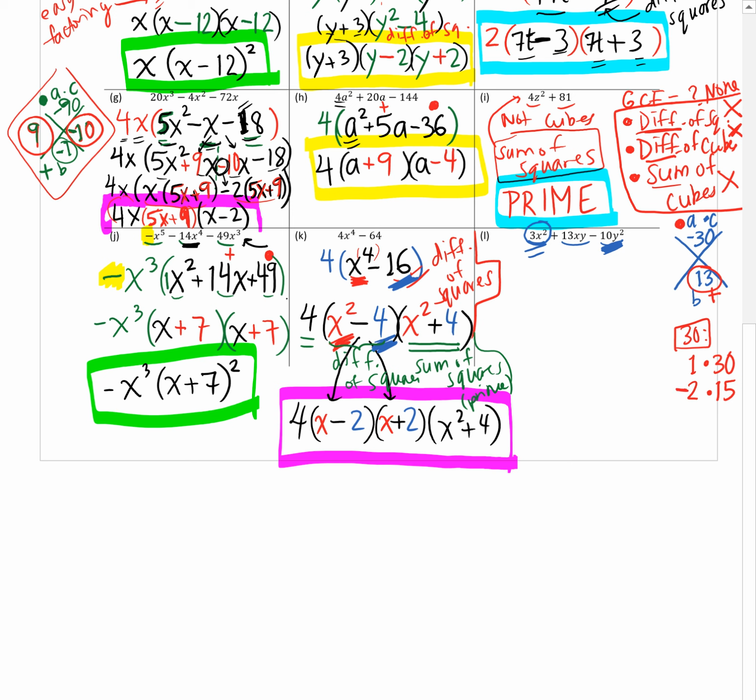I think they could, huh, if I put a negative on the 2. That would work. Negative 2 plus 15 is 13. Negative 2 times 15 is negative 30. There we go, those are the ones.